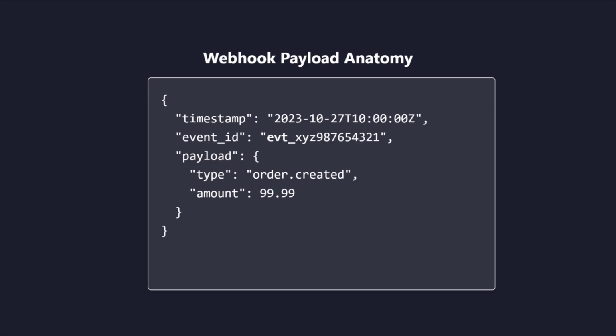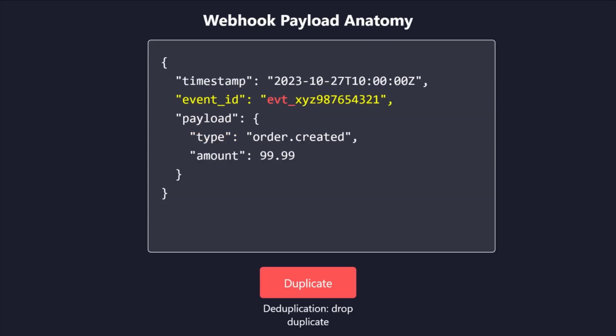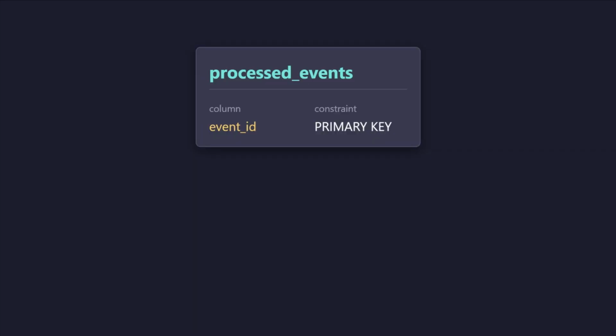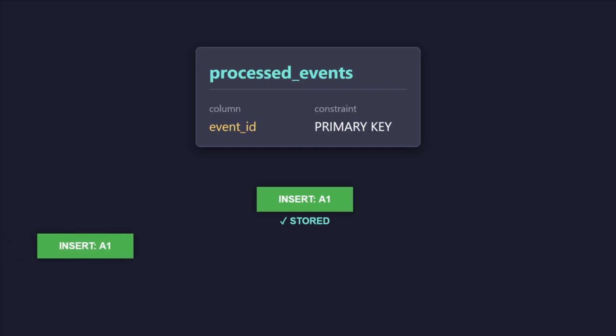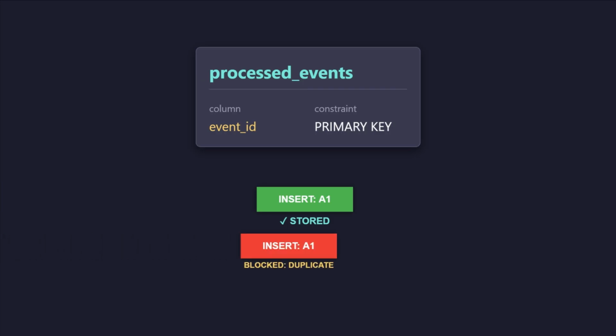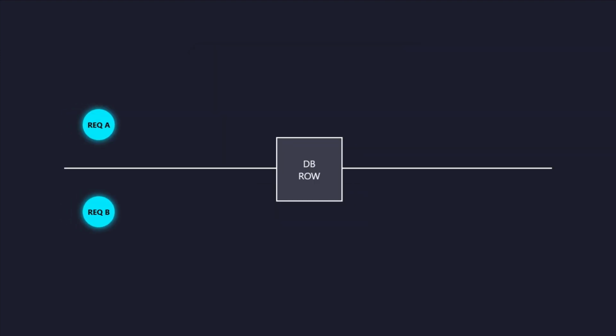Every webhook payload contains a unique identifier within the top level of the JSON object. This string always starts with the prefix lowercase evt. Use this value as your primary key for deduplication logic. Create a dedicated database table named processed_events. Define the event identifier column as a primary key, or apply a unique constraint. This prevents the same event from being inserted twice at the storage layer.